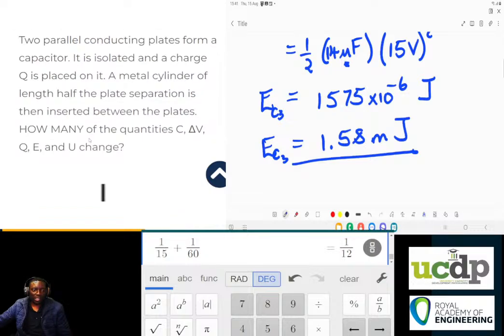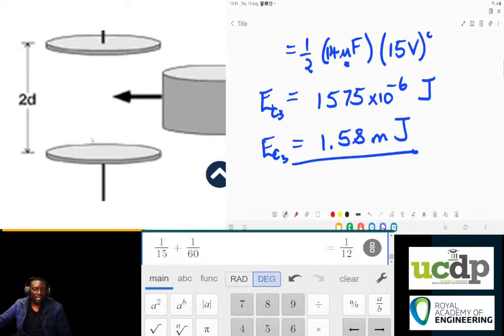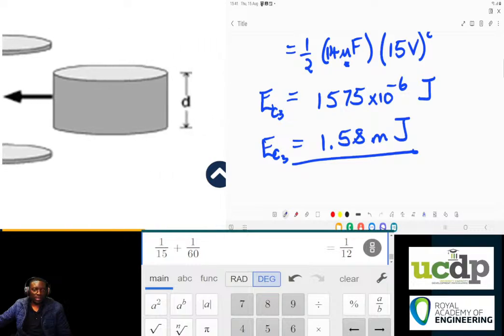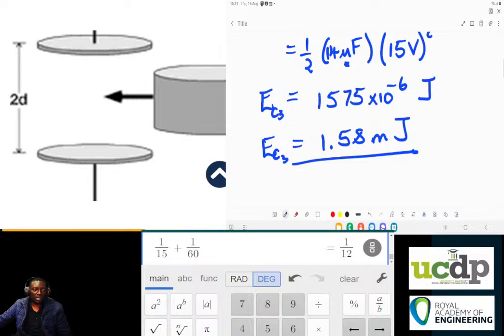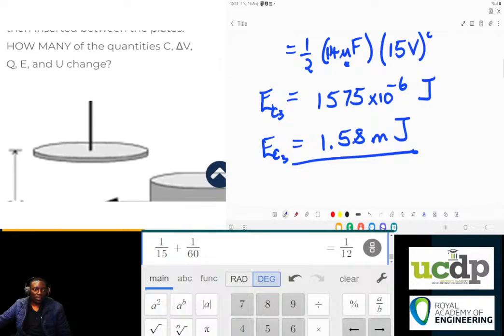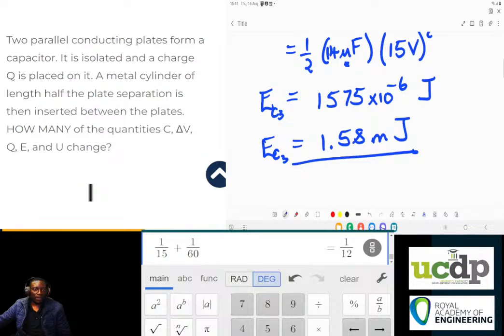So there is a metal cylinder introduced between the plates as shown in the diagram. And the thickness of that metal cylinder is D. That's the part that you would want to see there. It's just D. Then the question says, on introduction of this metal cylinder, whose thickness, or whose length, is half the plate separation, how many of the quantities C, delta V, Q, E, and U would change?